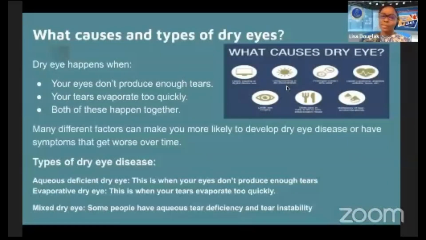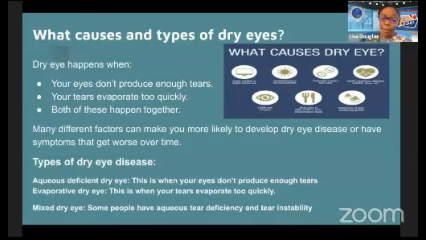So what are the causes and types of dry eyes? Dry eyes happen when your eyes don't produce enough tears, your tears evaporate too quickly, or both of these happen together. Many different factors can make you more likely to develop dry eye disease or have symptoms that get worse over time. So what are some types of dry eyes?